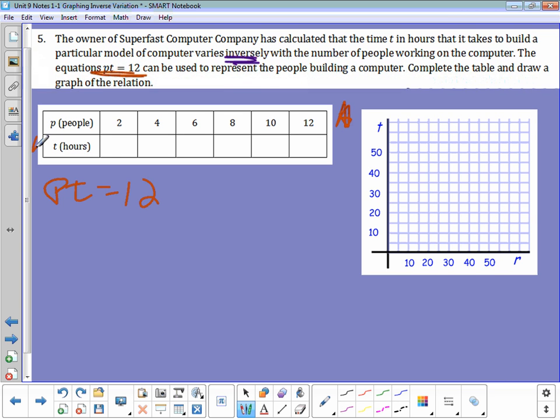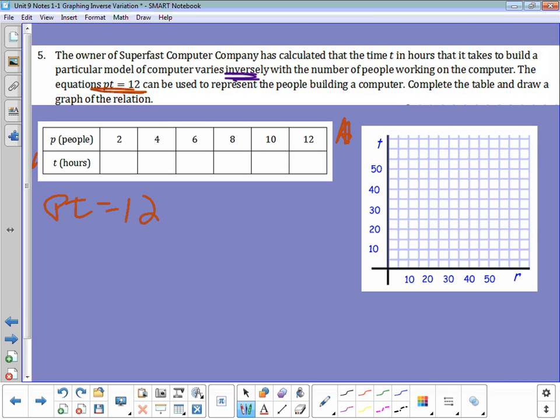So here are your x values. Go ahead and fill in the chart for me. Here's a hint. If we're taking 2, we're going to plug that in for P. P is the same as x. T is the same as y. So we're plugging in 2 for P and solving for 12. So that first one is 6. Go ahead and fill in the rest of the chart for me.